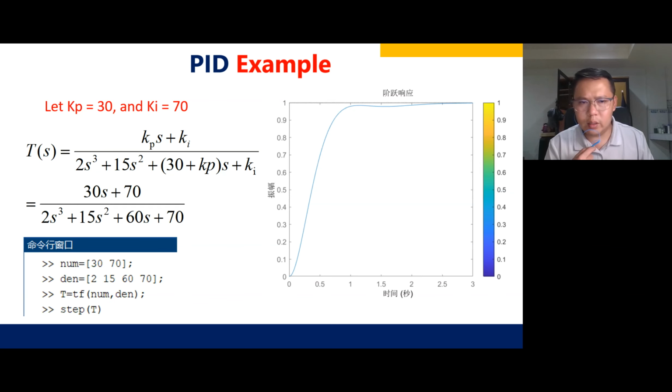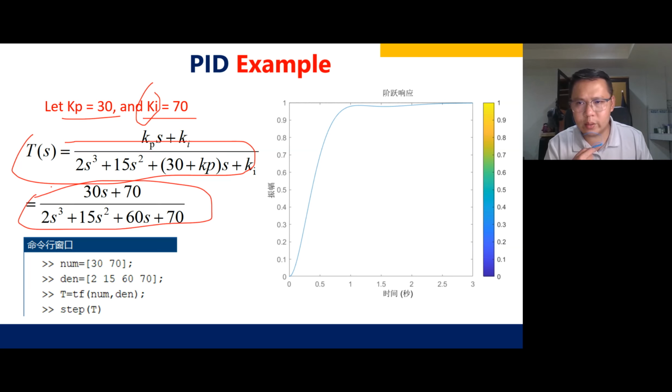In the last, like this, we can change the Kp equal to 30 and the Kd equal to 30, the Ki equal to 70. The Ki is a new input. The expression becomes this, and we put this data into the expression and get this.